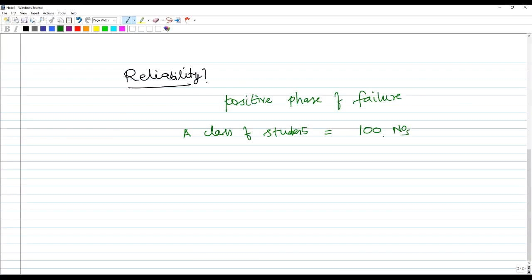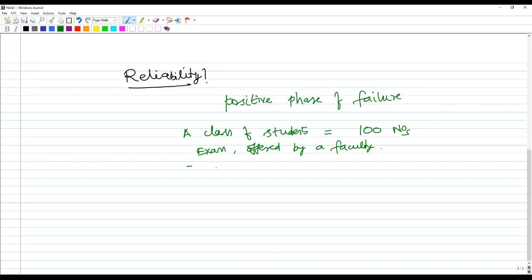Reliability actually is a positive phase of failure. What do you mean by a positive phase of failure? Let us take an example. There is a class of students which contain about, let's say, 100 numbers. They are all appearing for an exam offered by a faculty, and it is compulsory so that all 100 students will have to appear for the exam.